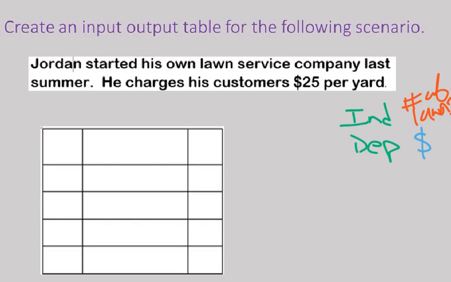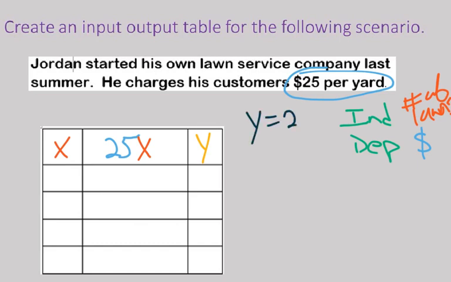But let's create our input-output table. We have our input and our output. And we understand if it's $25 per yard, you need to understand that as a multiplicative relationship. And it's going to be $25 times X. So the equation would have been Y equals 25X. And let's say he does 2 yards, and then let's say he does 4 yards, and then 8 yards, and let's see what this would be.